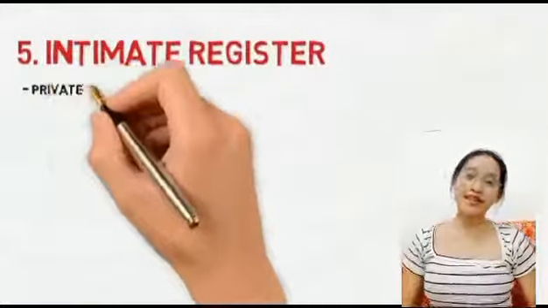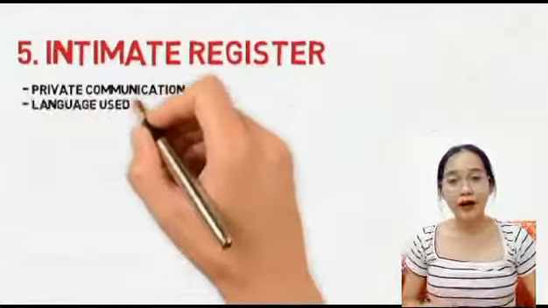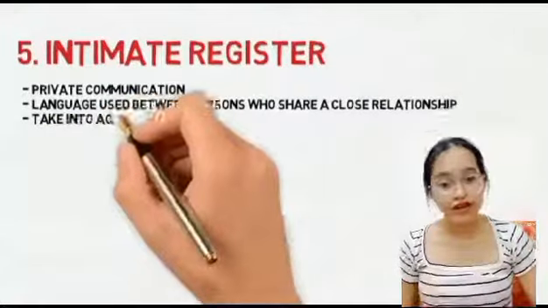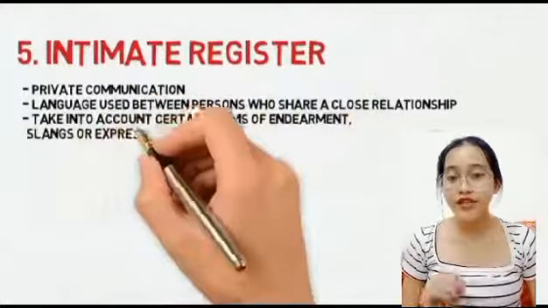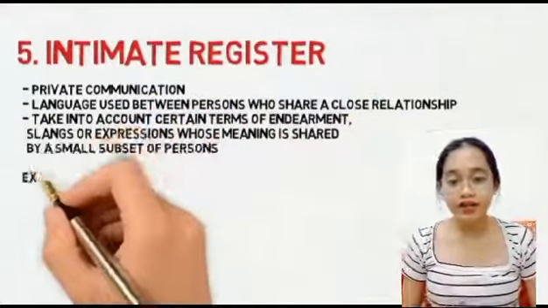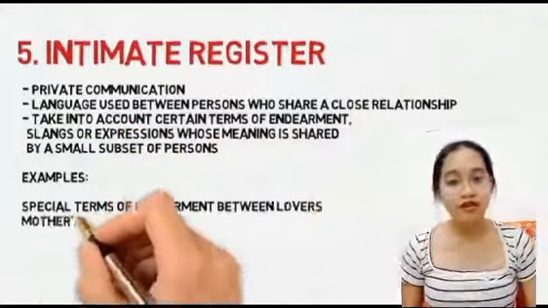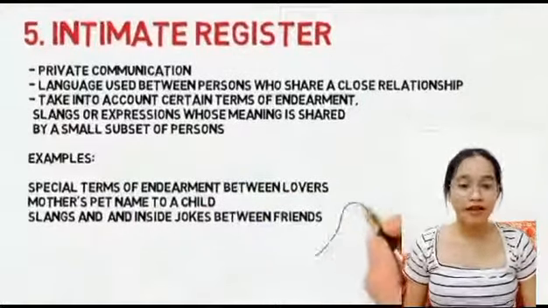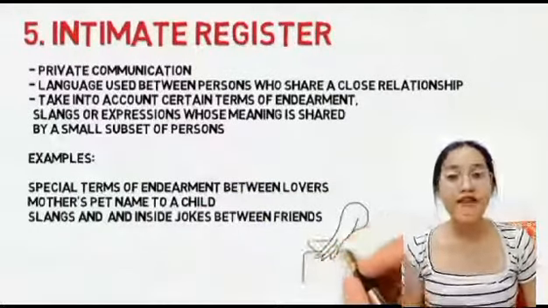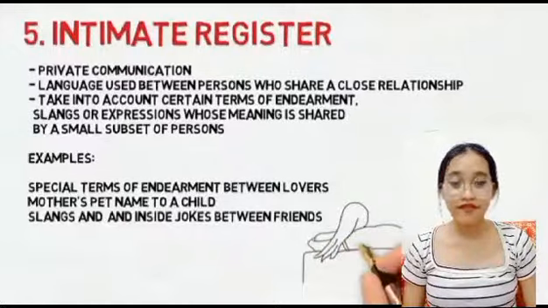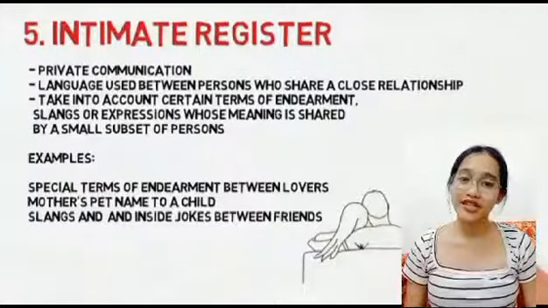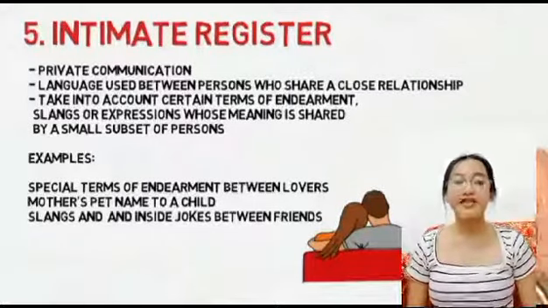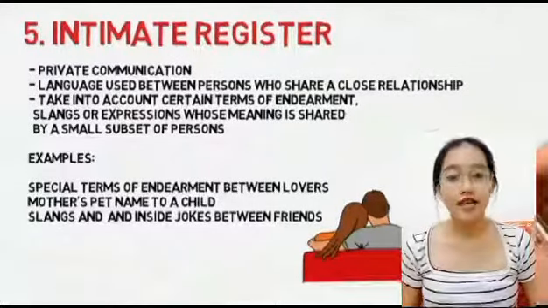So we have here the last level of language register, which is the intimate. This is used to describe language between persons who share a close relationship or bond. This register takes into account certain terms of endearment, slang, or expressions whose meaning is shared with a small subset of persons. For example, lovers having special terms of endearment, mothers giving pet names to their children based on some character traits, and best friends formulating slang based on some shared past experiences.